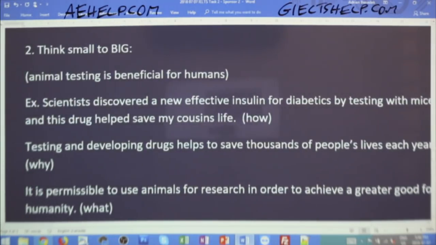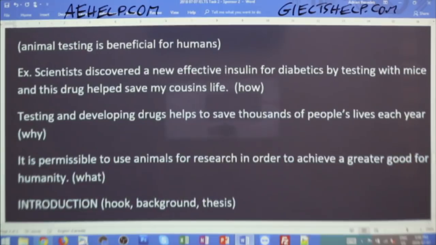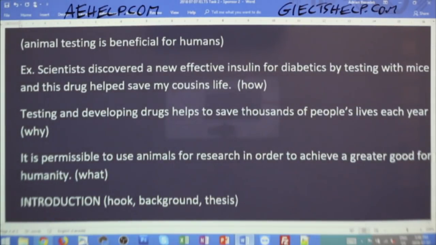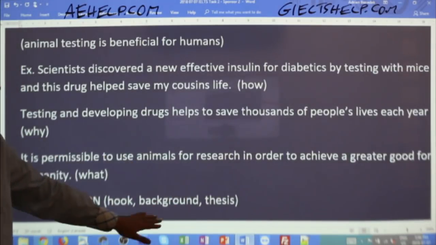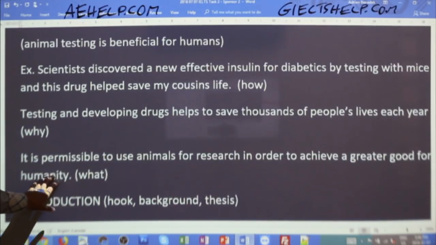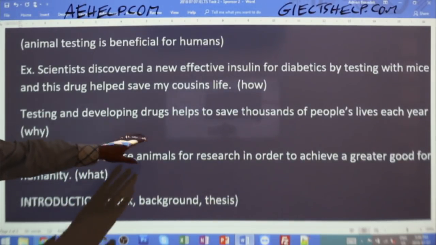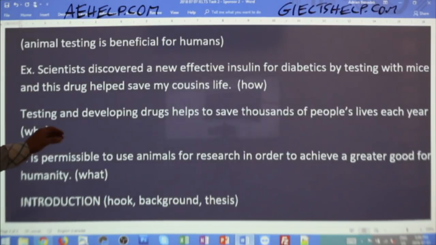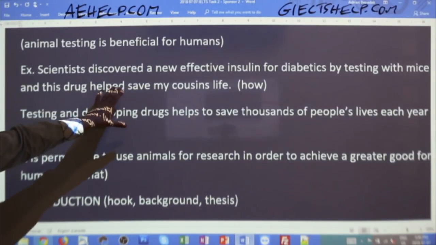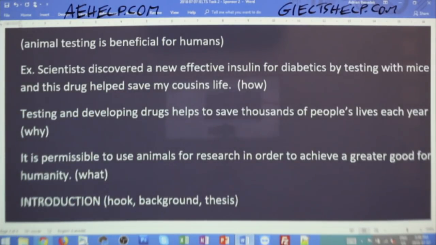Okay, again, for task 2 in IELTS, it's really smart to do 3-4 minutes of planning in this way. So we came up with what? It is permissible to use animals for research in order to achieve a greater good for humanity. Why? Testing on animals can develop new drugs to save thousands of lives. And how scientists, for example, discovered a new insulin testing on mice that helped to save my cousin's life. Okay, it's a very personal example. So we can use this information for body paragraph 2.